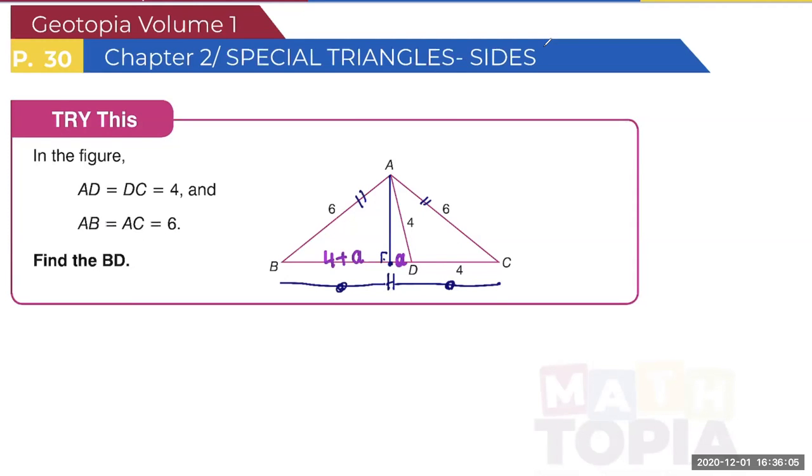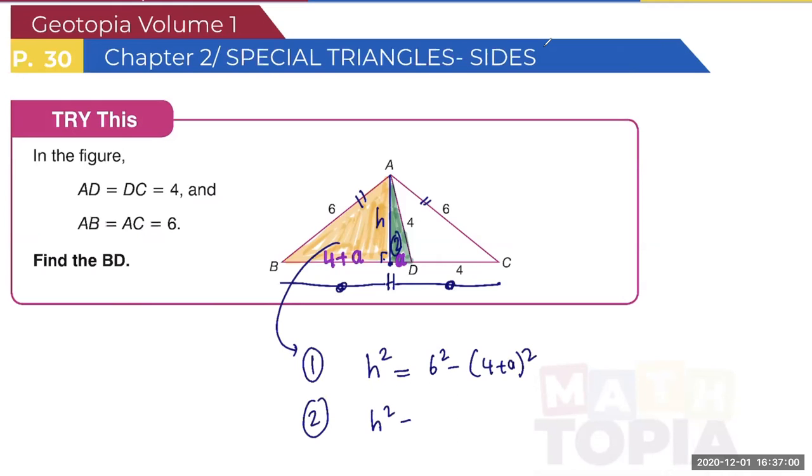Now we focus on two triangles. One is this one, the green triangle. The second one would be this one. From triangle 1, H squared is equal to 36 minus (4 plus A) squared. Then from triangle 2, H squared is equal to 4 squared, 16, minus A squared. And now we can set these two equal to each other.